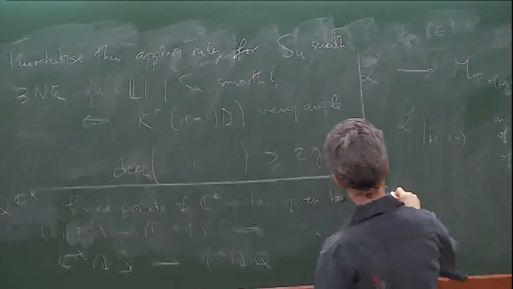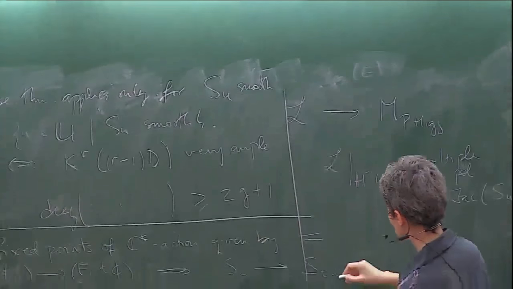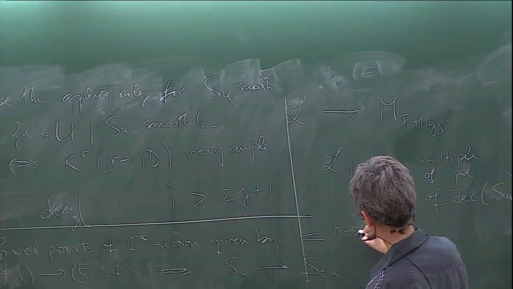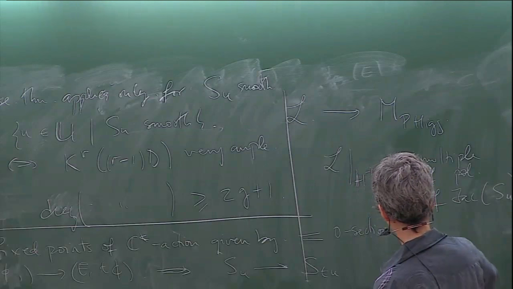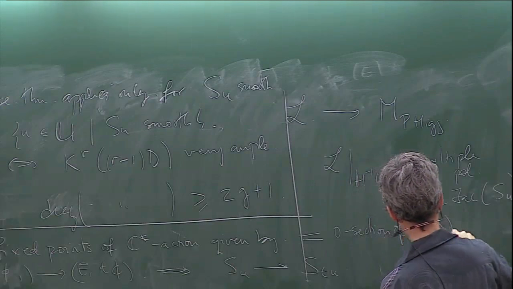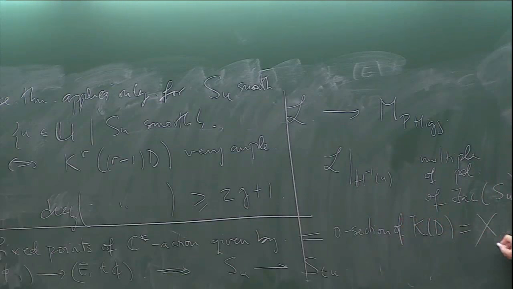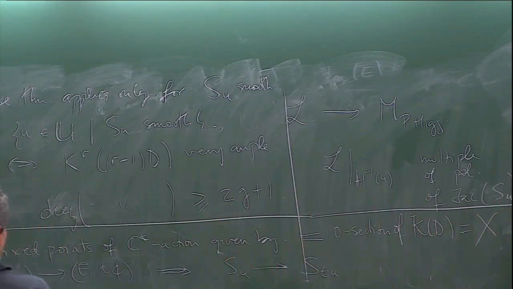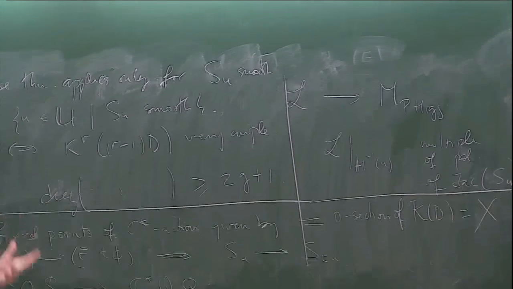But it happens that this is exactly the zero section of K(D). Hence, it is your curve. I'm going fast. Moreover, the C-star action on the moduli space gives us the curve as a fixed point set of the action on the family of curves.